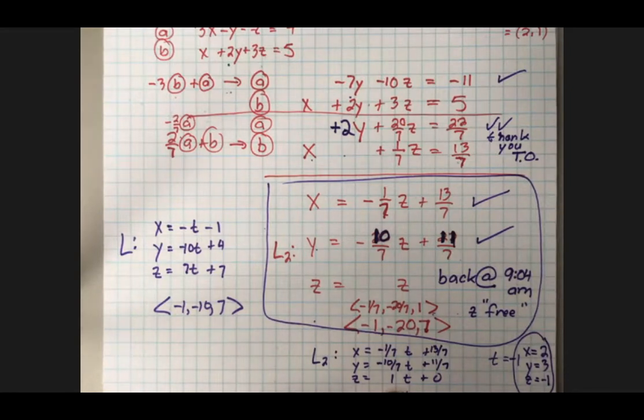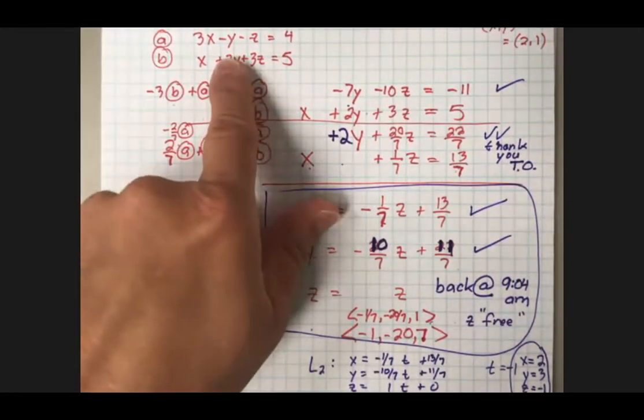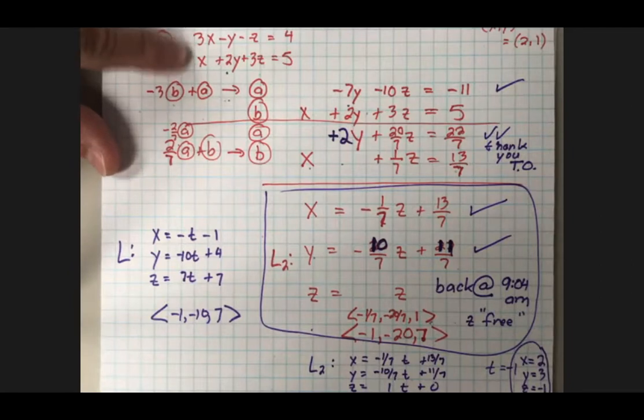Oh, do you realize what I'm saying? If that point's on the line and the line's in the intersection, that point better be on those two planes. How do we check that a point's on a plane? Using the standard form, the general form. Plug 2, 3, and minus 1 into here instantly and see if this point lies on those two planes.